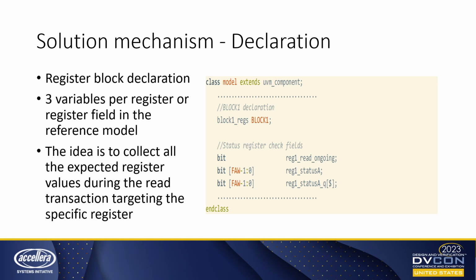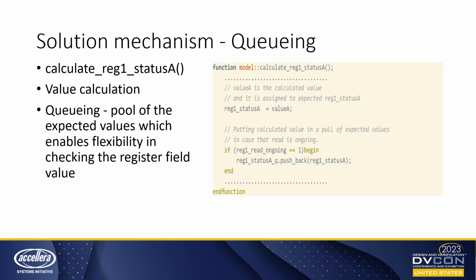Once the transaction is done, the checker will verify if the actual register value matches any of the expected values from the queue. The expected value is calculated based on design functionality. That calculation is represented here by the method calculate reg1 status A that is implemented in a model class. Actually, this method runs all the time in parallel to everything else.